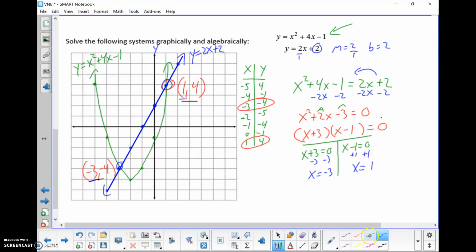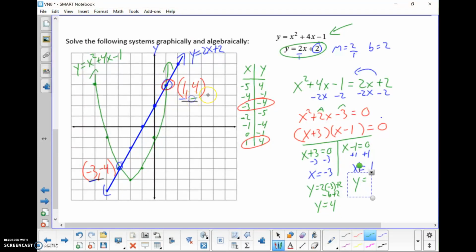But again, I need to remember that I'm not done here. That's a common mistake, is people will stop when they get x. But because we're doing coordinates, we also need to find y. So what is y? Well, again, I can use either equation. Typically, again, I like to use the linear, 2x plus 2. So that's 2 times the x plus 2. That would be a -6 plus 2, y equals 4.